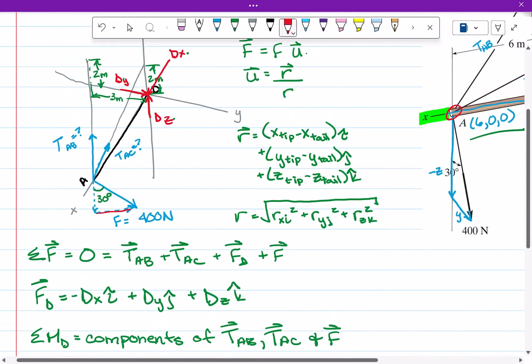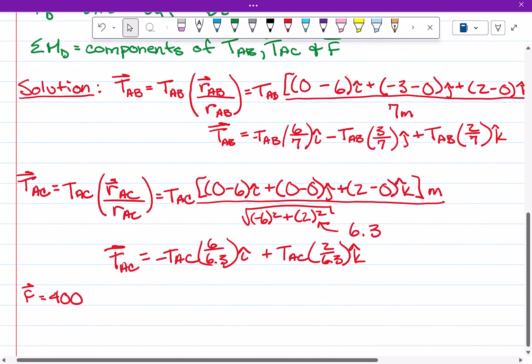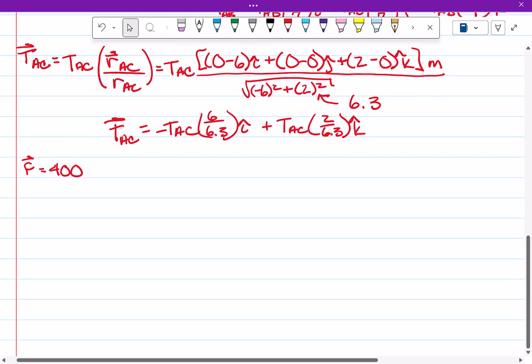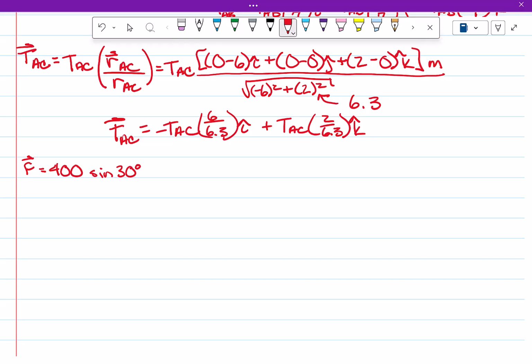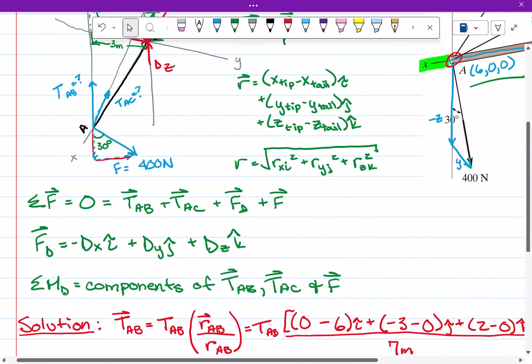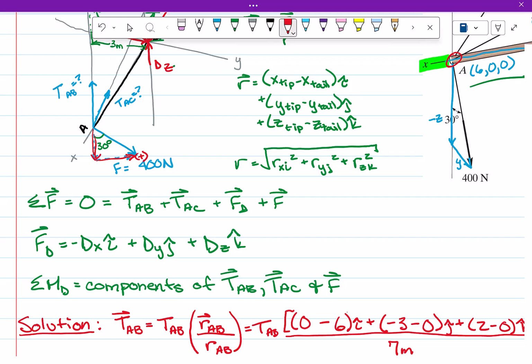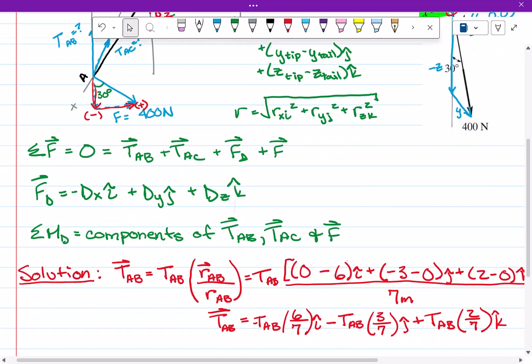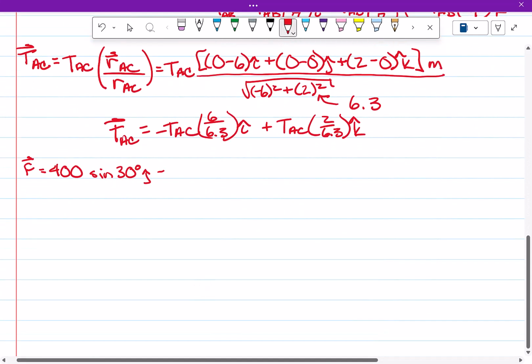So we have 400 opposite or sine 30 degrees associated with our J component, and that's positive because you can see it's down and to the right. So in the Y direction, this is a positive, but in the Z direction, it's a negative because it's moving down. So we have minus 400 cosine of 30 degrees K.